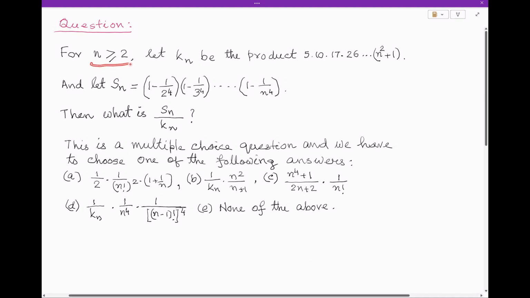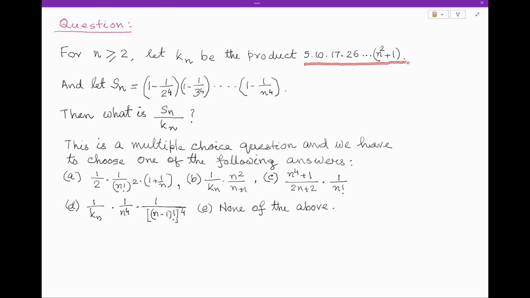For n greater than 2, let Kn be the product 5, 10, 17, 26, and so on until n square plus 1. And let Sn be 1 minus 1 by 2 to the power 4, multiplied by 1 minus 1 by 3 to the power 4. Like this it will go on until 1 minus 1 divided by n to the power 4. Then what is Sn divided by Kn?